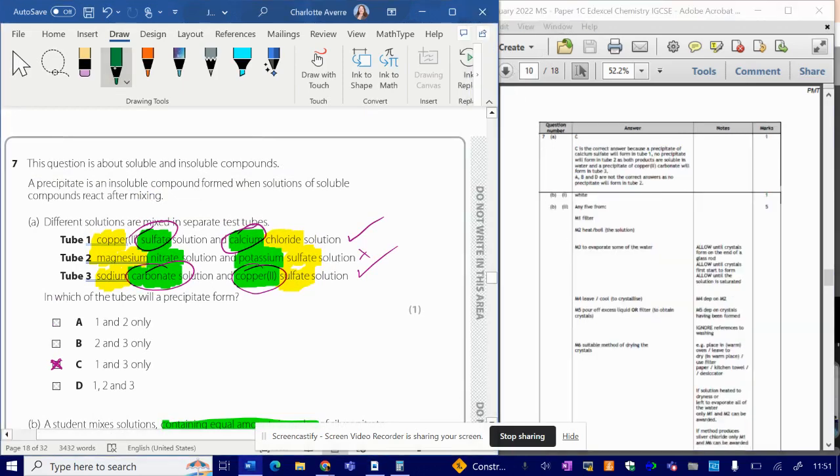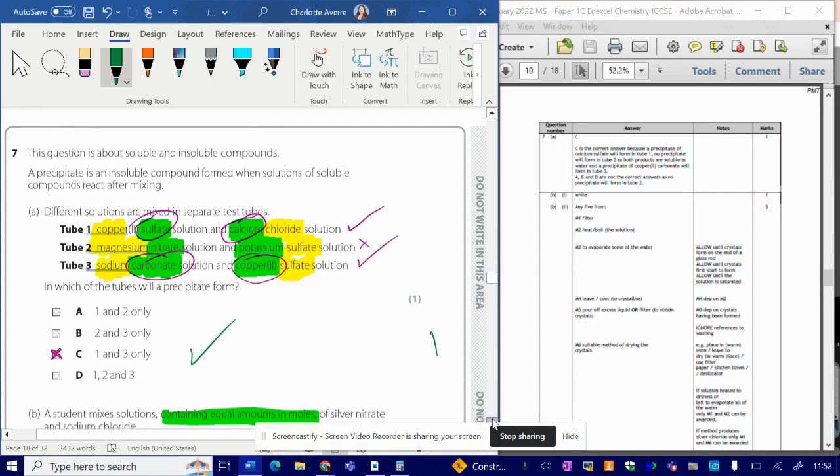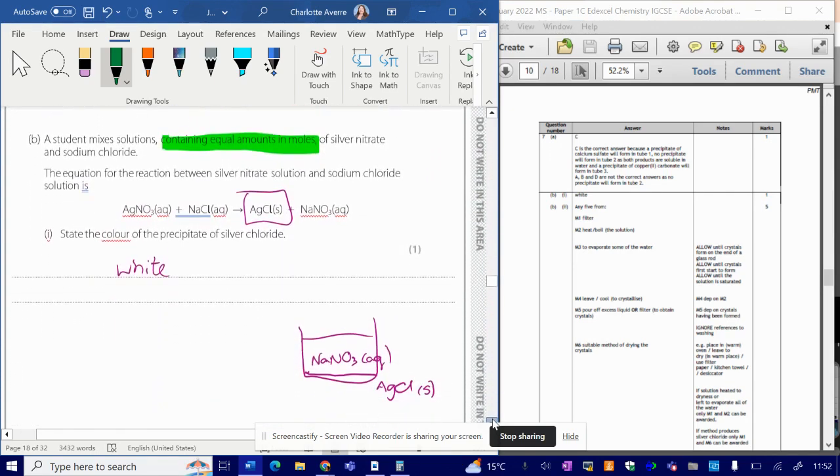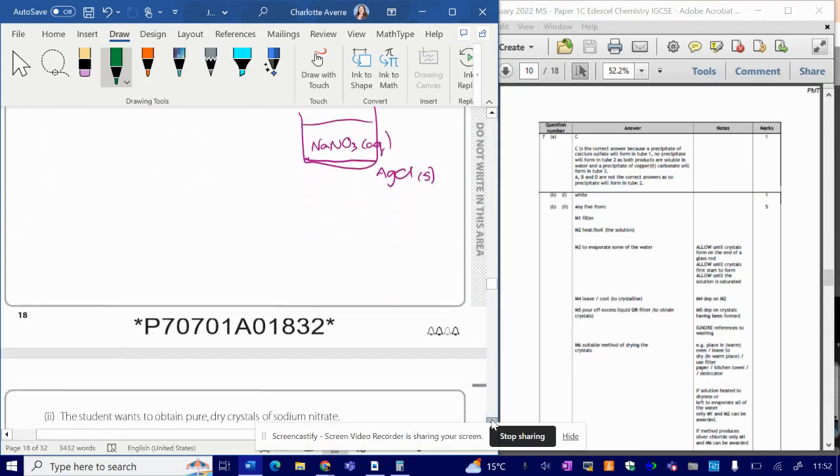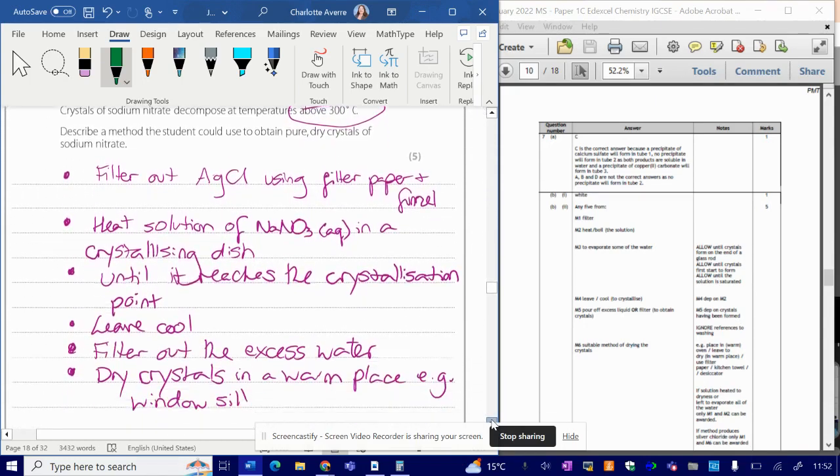Okay, C, correct. You can see that as we go through, the amount of work they expect you to do for a mark increases. This was only 1 mark, but it was a reasonable amount of work. Okay, we get a white precipitate. And now we're on to our 5 marker. Let's see if we've got all of the points.